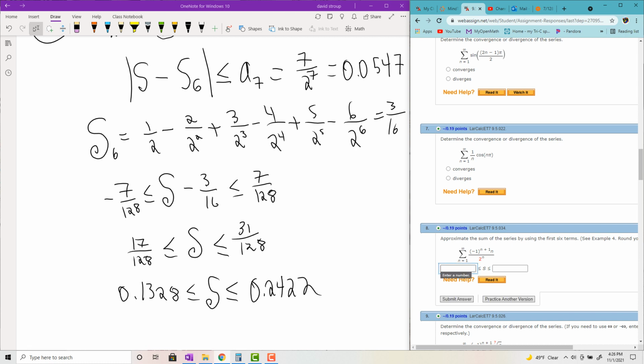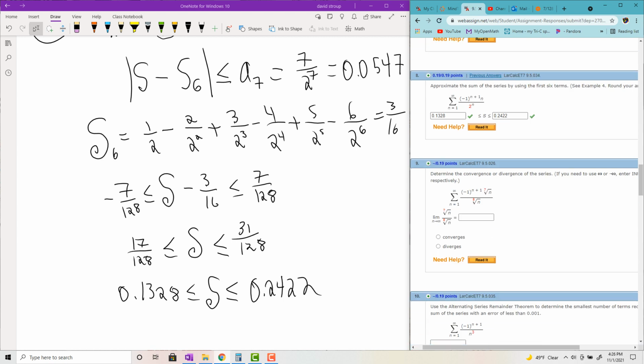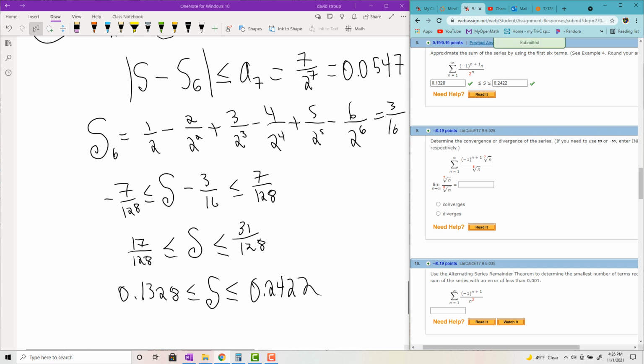So let's put that in. 0.1328 and 0.2422. And I hope that's right. If not, I'll just go back and check it. Yay! Okay, so that's one type of problem.